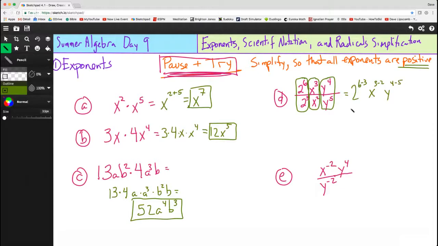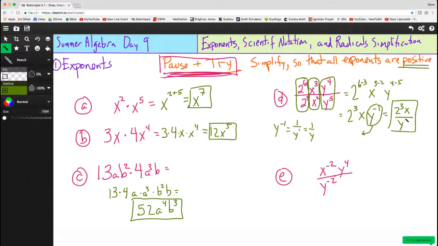When we apply our quotient rule, we get 2 cubed x y to the -1. Well, we know that a variable to the negative power, y to the -1, is the same thing as 1 over y to a positive 1, which is the same thing as 1 over y. So we can write this as 2 cubed x over y, because this has to move to the bottom, as it were. And then you can change the exponent from negative to positive.